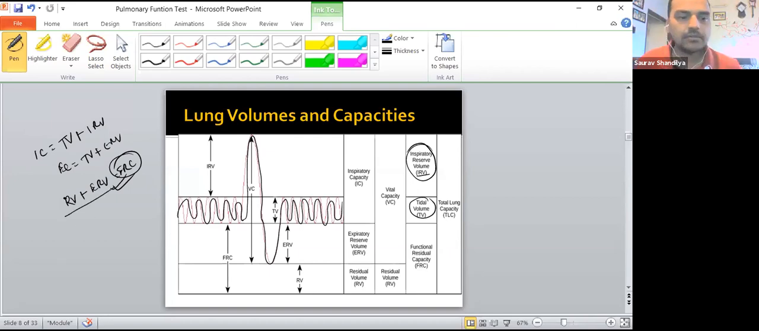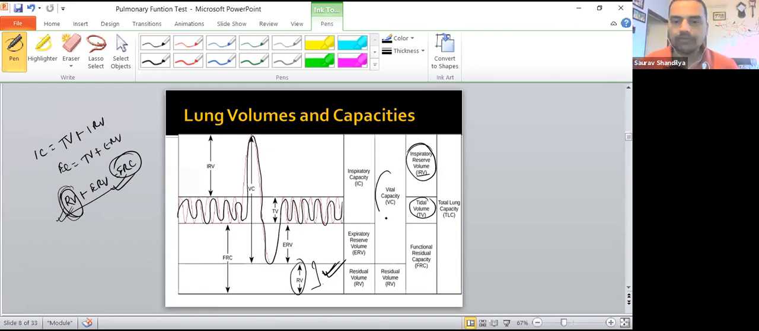So residual volume is something, this air cannot come out, right? It remains in the lung. It cannot come out whatever you do. So this is very, very important when we talk about the flow volume loop, right? This particular part is very important. Of course, everything plays an important role, but this is really very important.